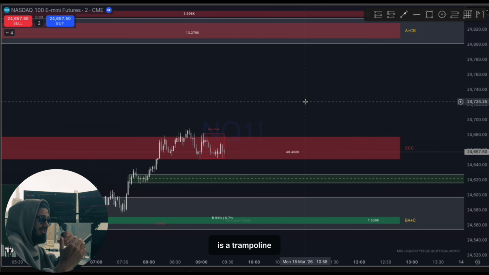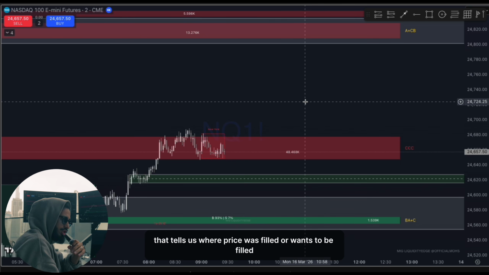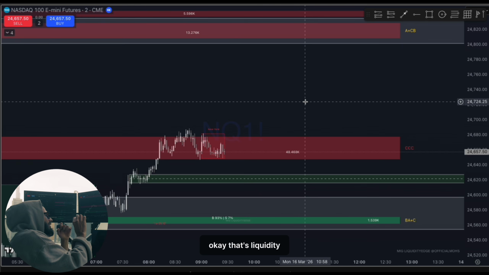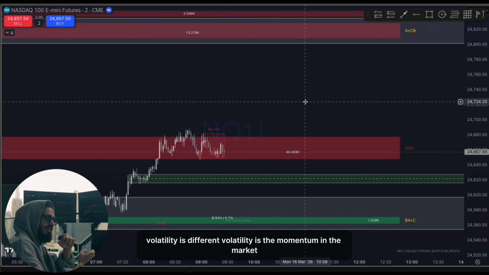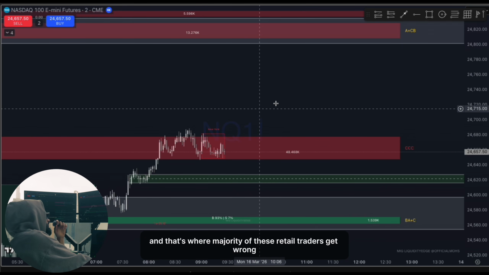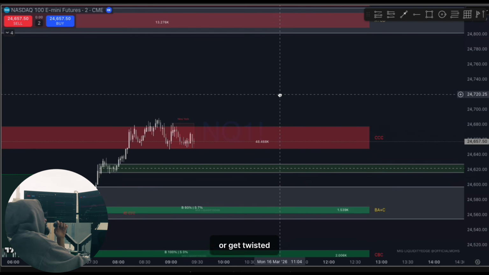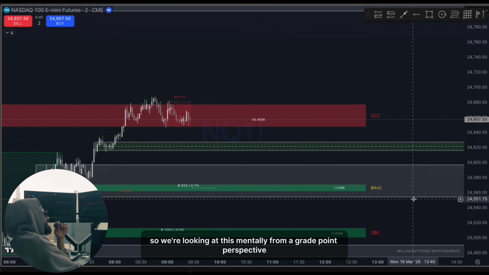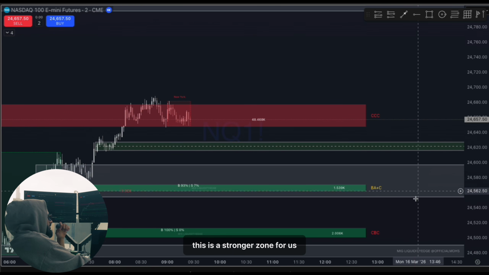Liquidity is a trampoline. That tells us where price was filled or wants to be filled. Okay, that's liquidity. Volatility is different. Volatility is the momentum in the market, and that's where the majority of these retail traders get wrong or get twisted. So we're looking at this mentally from a grade point perspective. This is a stronger zone for us.